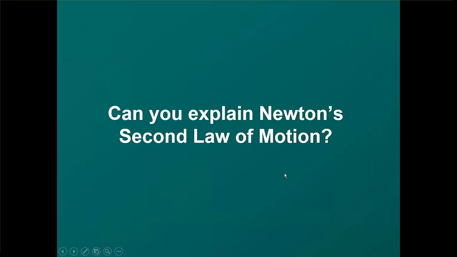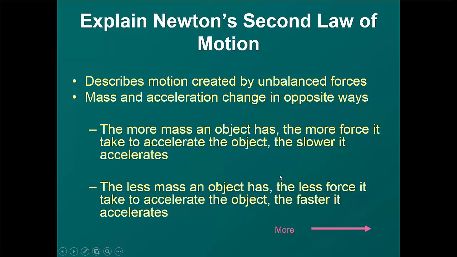All right. How about Newton's second law of motion? Newton's second law of motion says motion is created by unbalanced forces. And mass and acceleration change in opposite ways. They are inversely proportional. So if mass goes up and the force hasn't changed, then the acceleration has to go down and vice versa. So the more mass an object has, the more force it takes to accelerate the object, so the slower it accelerates.